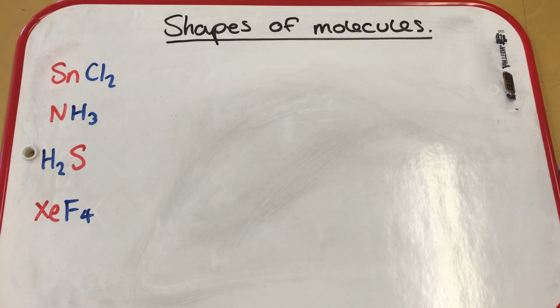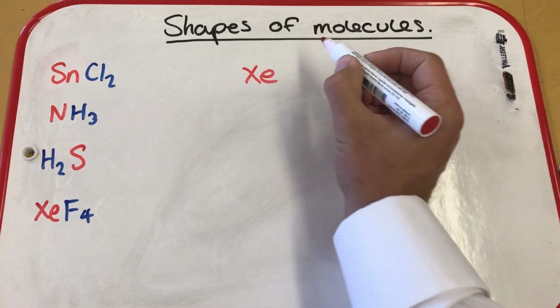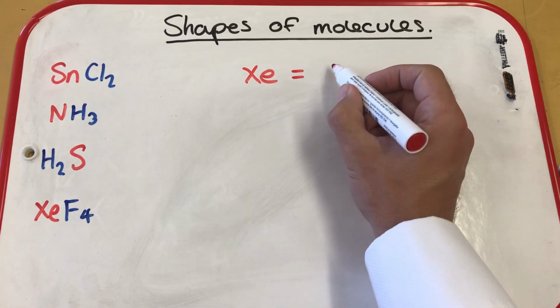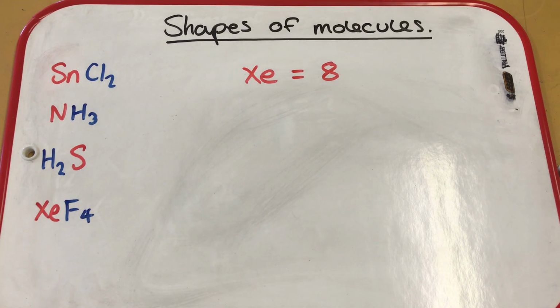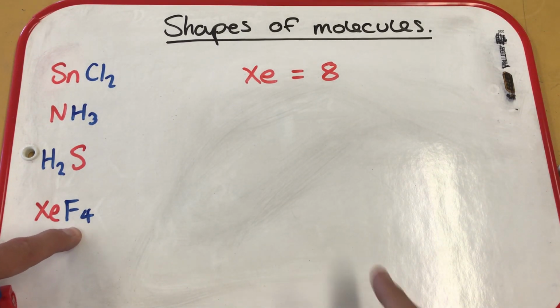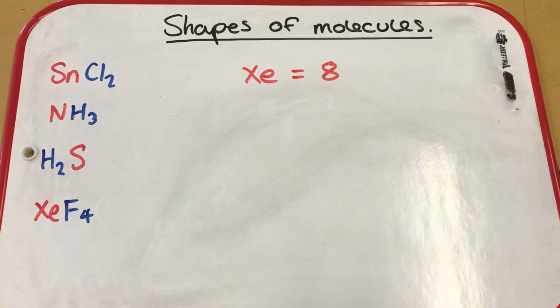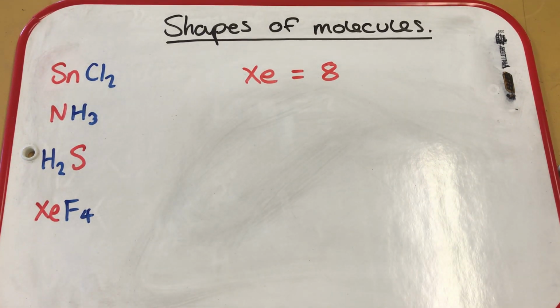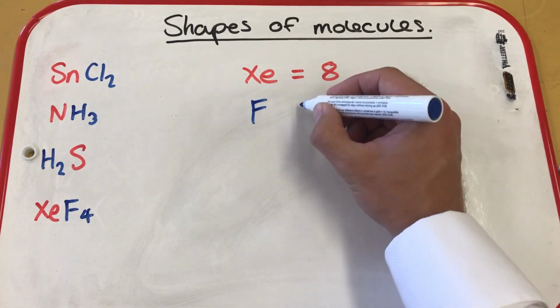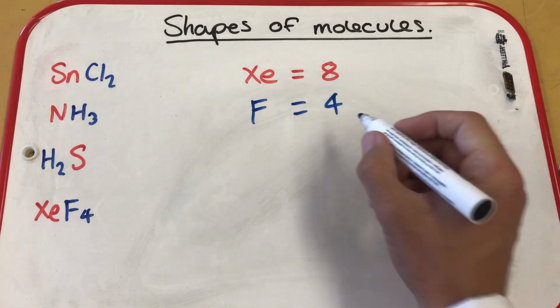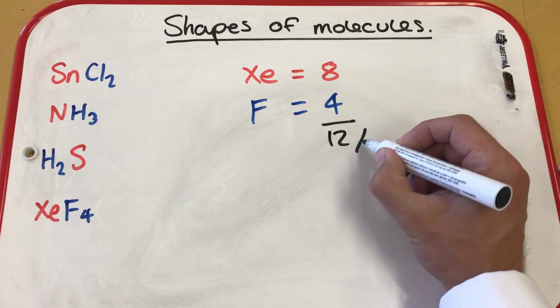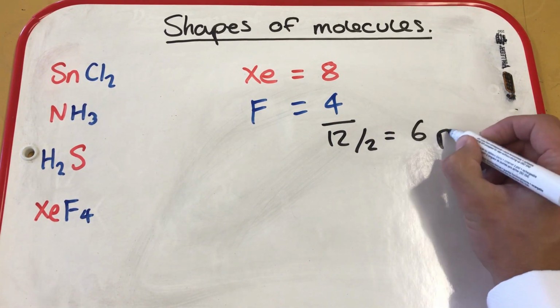So we've got xenon in the middle, which is in group 8 of the periodic table. So a little bit weird here, because obviously we've got a noble gas here, normally not forming molecules, but we're reacting with fluorine. Fluorine's so reactive it would be able to, under the right conditions, react with xenon. So we've got fluorine, there are 4 of them. In total, this gives us 12 electrons. Divide that by 2, that's 6 pairs.